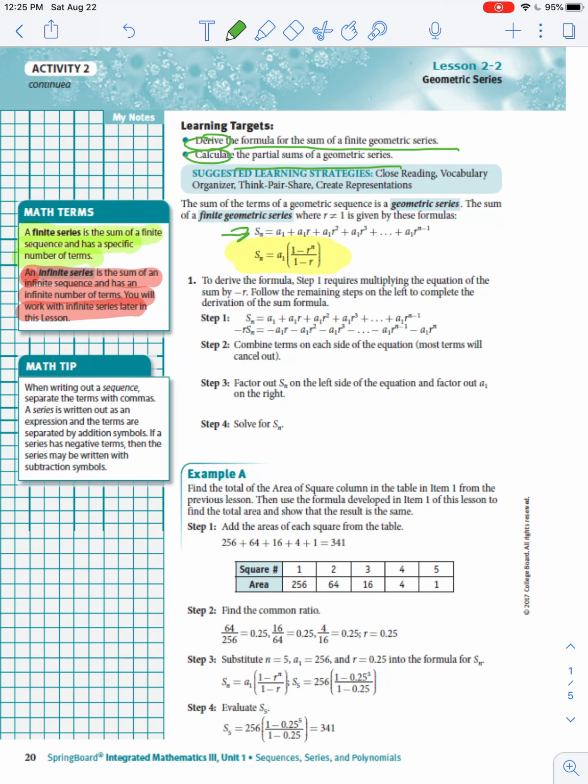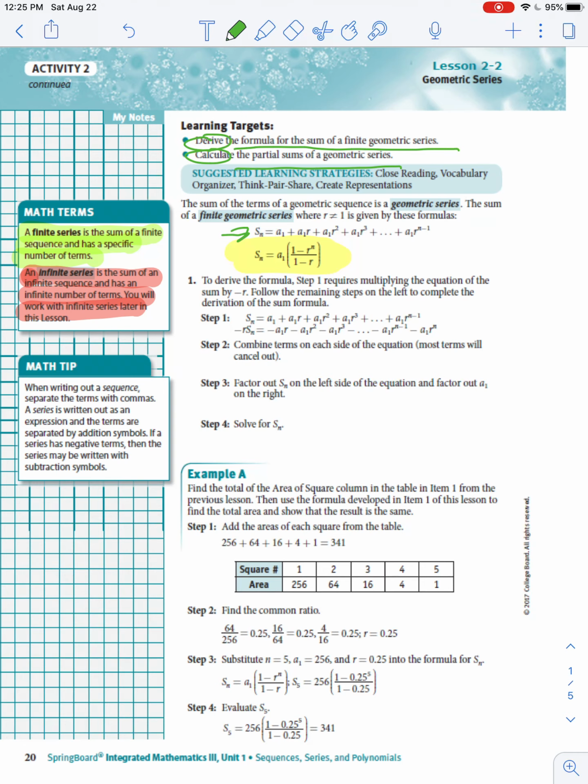So question number 1 just walks us through the steps of doing that, so I'll talk you through that a little bit. To derive the formula, step 1 is going to require multiplying the equation of the sum by negative r. So basically what they did is they multiplied both sides by negative r. So there's your series, and then here is the times negative r on both sides. And so you can see that changed a few of the signs in there. It changed all the signs actually to negative.